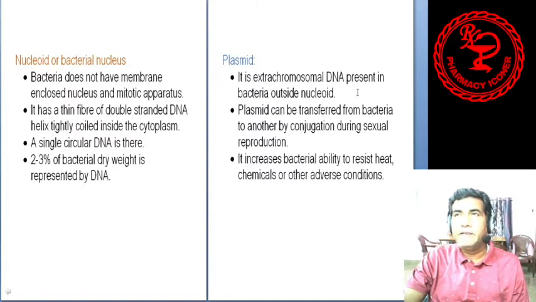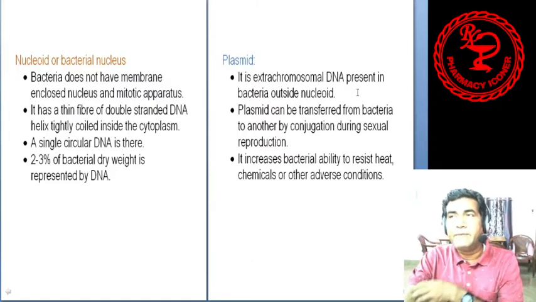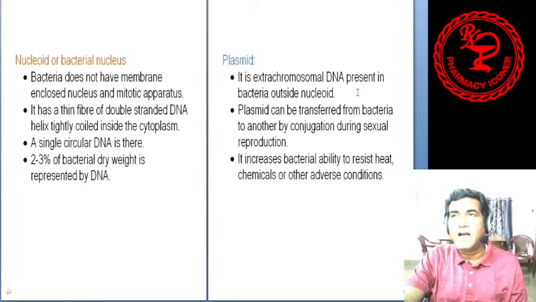The plasmid is also a genetic material. Definition wise, plasmids are extrachromosomal DNA, that is, a piece of DNA present outside the nucleoid. Now this plasmid can travel from one bacteria to another. A copy of the plasmid can travel from one bacteria to another by a process called conjugation.